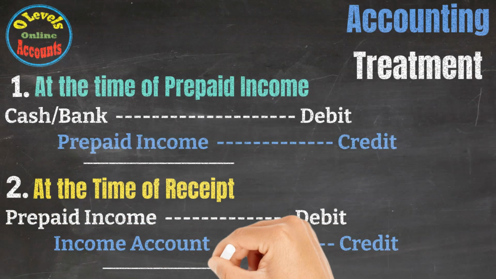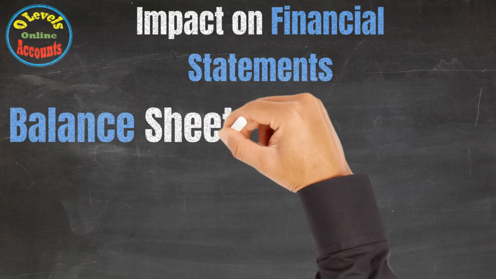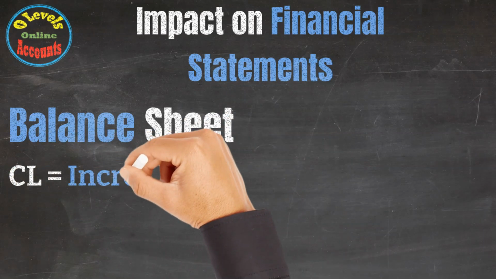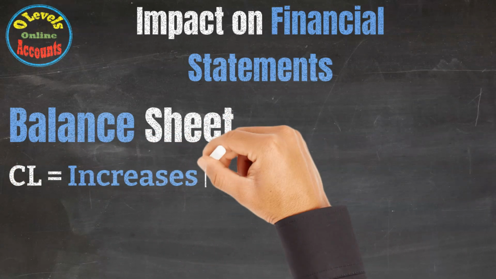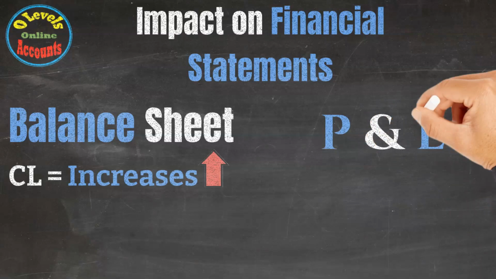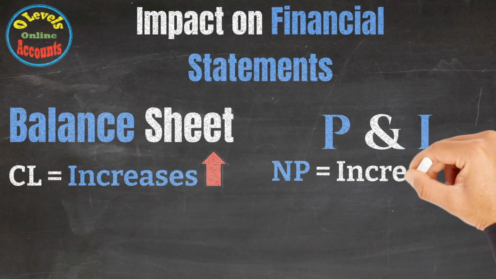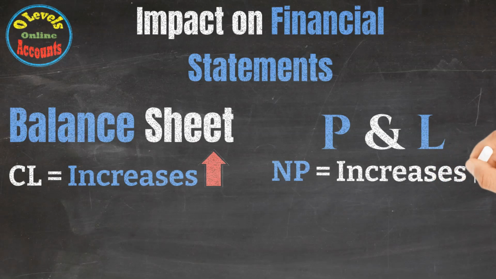Let's check the impact on financial statements. In the balance sheet, it appears as a payable under current liabilities, reflecting the amount collected in advance without delivering the benefit yet. So, current liabilities are increased. In the profit and loss account, prepaid income is reported as revenue, contributing to the net income of the period in which it is earned. So, net profit reflects an increment in it.